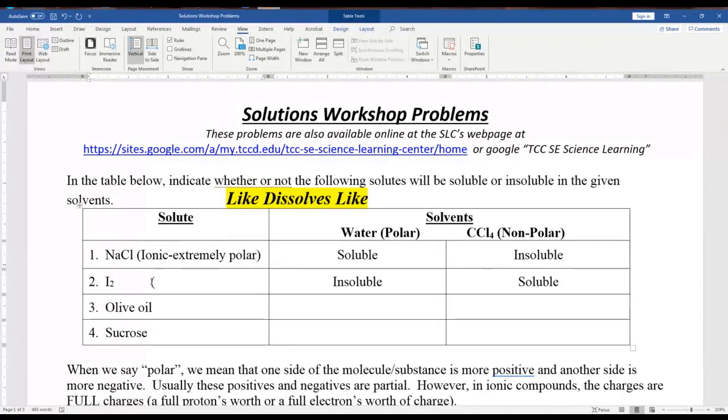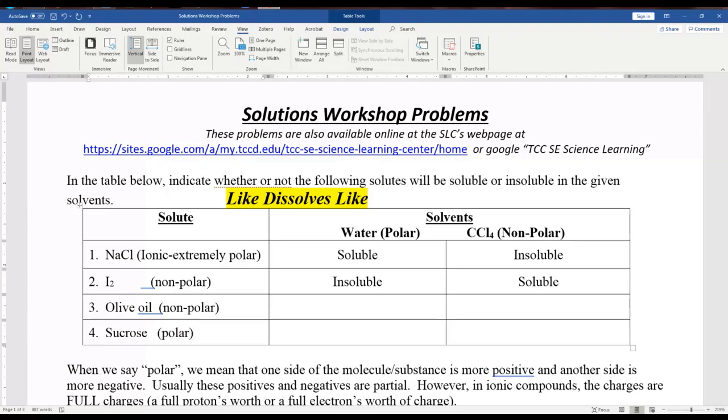Iodine, of course, we know is going to be nonpolar. And we already kind of talked about this. Olive oil is going to be what? Polar or nonpolar? What do you think? Nonpolar, exactly. Because it's a fat, and fats are nonpolar. And what about sucrose? Sugar. That's going to be polar.